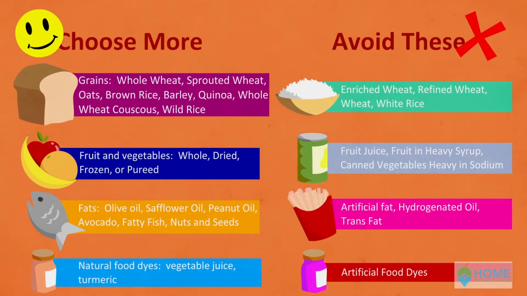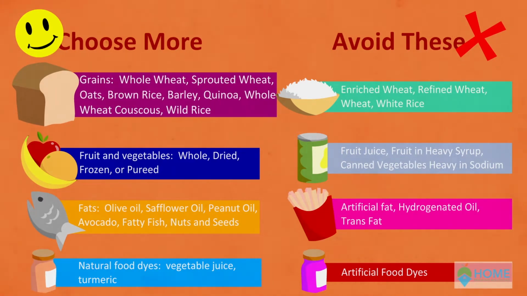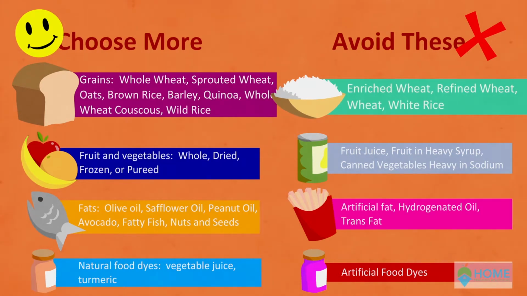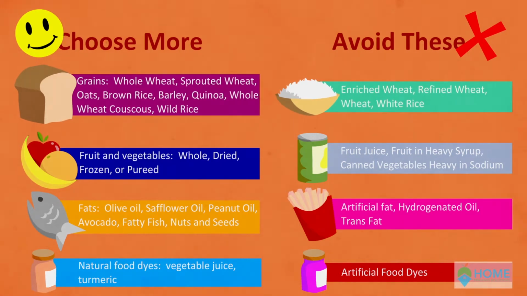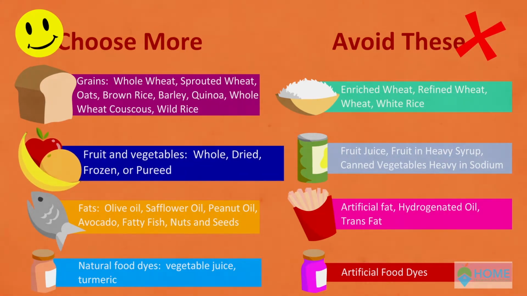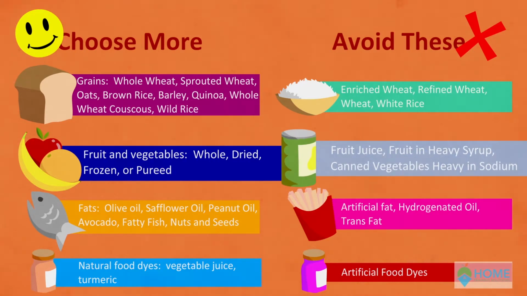For example, whole wheat flour or sprouted wheat are better choices than enriched wheat or simply wheat. They give you a richer flavor and more nutrition. If you are looking for a fruity snack, choose items made with real fruit or fruit puree instead of juice, sugar, or syrup.